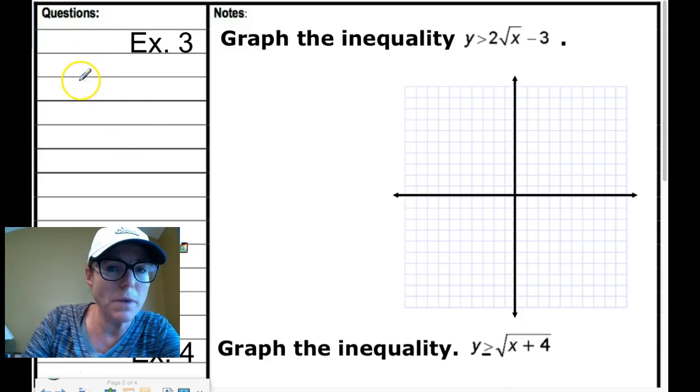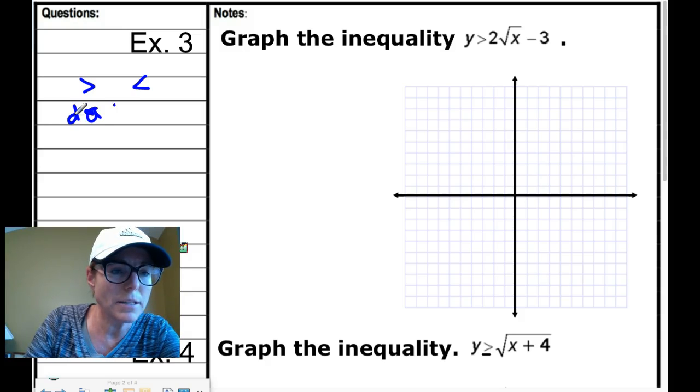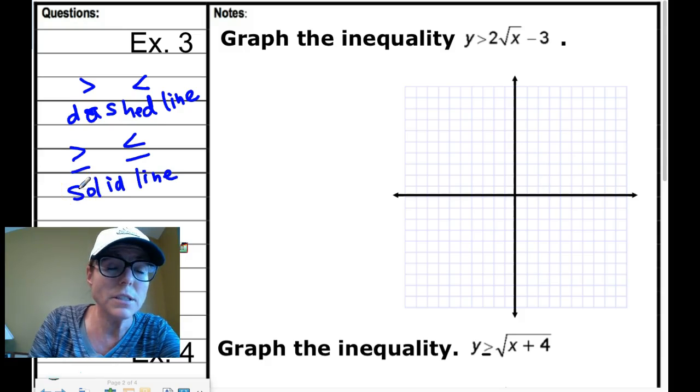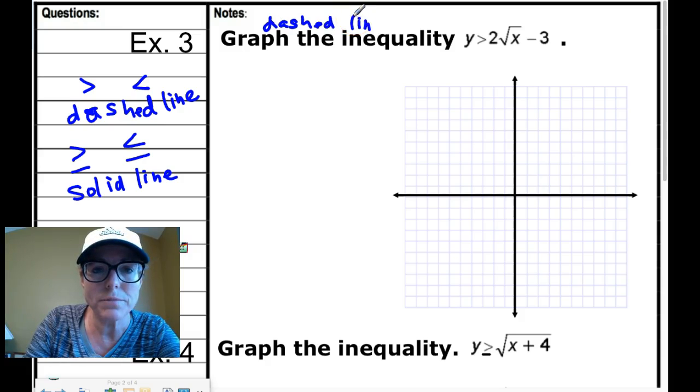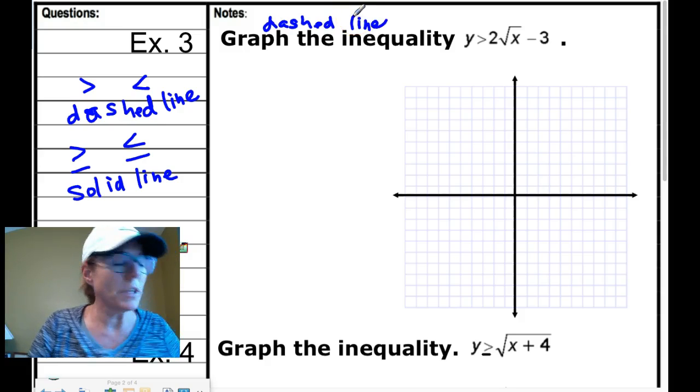So if you refresh your memory, if it is less than or greater than, that would be a dashed line. And if it is greater than or equal to or less than or equal to, that is a solid line. So in this example, right away, we know we have to have a dashed line because it's greater than. So to graph, well, you can use a calculator.